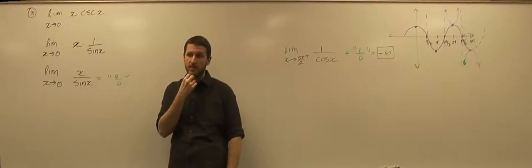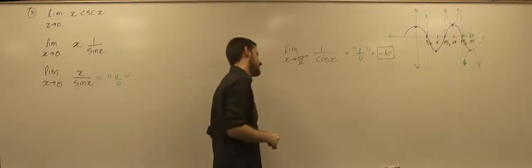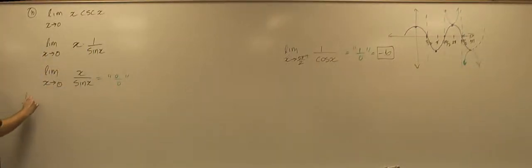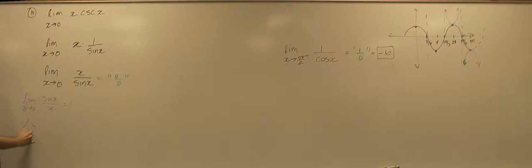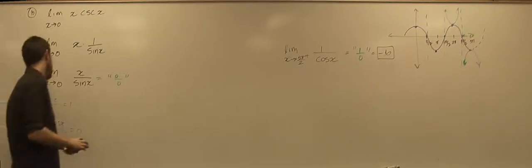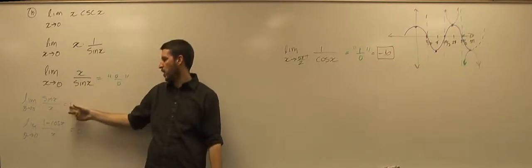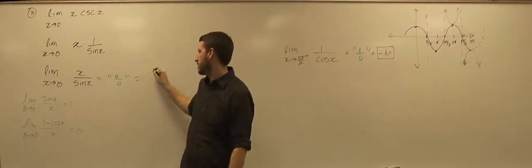Why is this 1? It's our special limit, right? We have 2 special trig forms. Well, it's the reciprocal of our special trig form. Remember, we had the limit as theta goes to 0 of sine x over x equals 1, and the limit as theta goes to 0 of 1 minus cos x over x. So this guy is the reciprocal of this guy. So if he goes to 1, he's going to go to the reciprocal of 1.